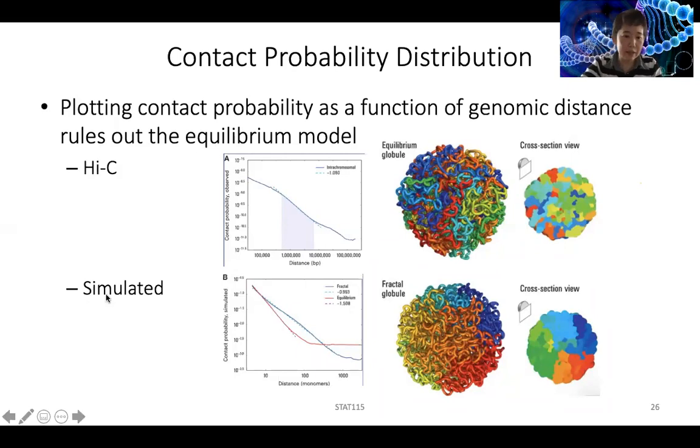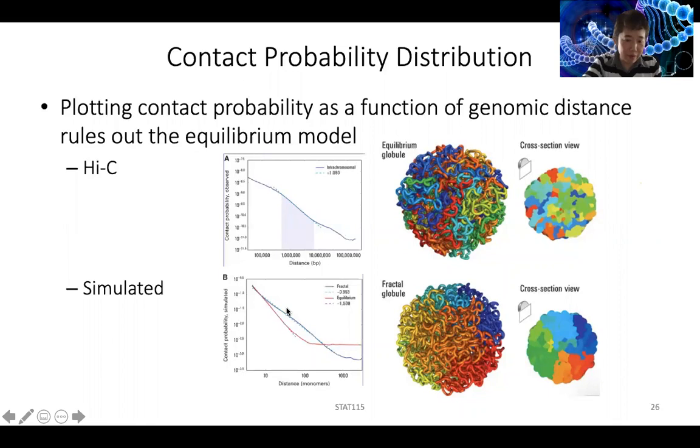And this is based on the simulation data in here. What you will see is that when things are really close, it doesn't really matter whether it's fractal or equilibrium. In fact, when we are talking about this short distance, we're still at the loop and TAD domain level.